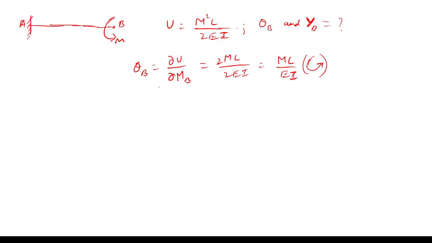Say for example, what? Yeah, Theta B is clockwise, sir? It is anti-clockwise. It should be anti-clockwise. See, for example, this will be something like this, right? Okay sir. Correct? Yeah sir. I thought it will be downward.